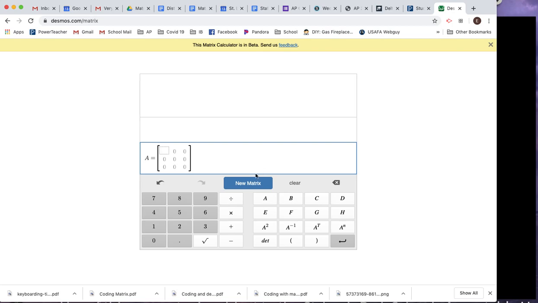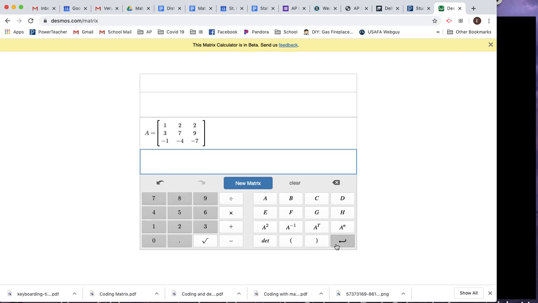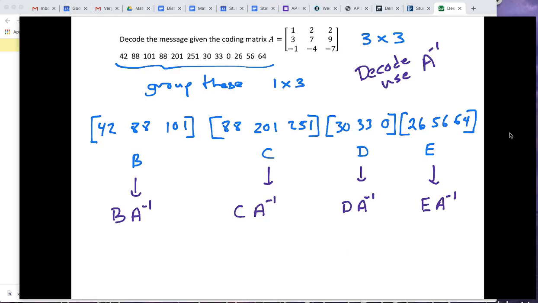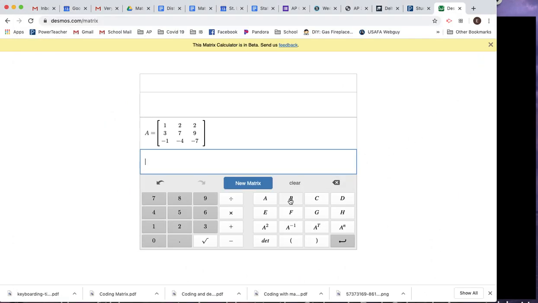And the coding matrix I had on this was 1, 2, 2, 3, 7, 9. Final row was -1, -4, -7. So there's my coding matrix. Okay, so that's the one I'm going to use, the coding matrix right there. I'm going to use the inverse of it, but I have to write it in that way. Now I'm going to put in my other matrices.